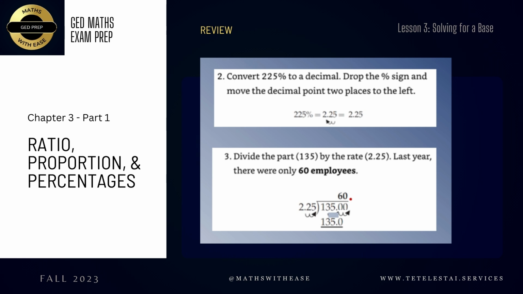225 times 6 is 1,350. Subtracting that, we have 0, but we're not done because we have one more digit to bring down. In this case, it's 0. So 225 into 0 is 0. And so you write down 0 to reflect that. Now we're done with our long division, and we see that our decimal point is where it should be. So you would write down your answer as 60 employees, okay?